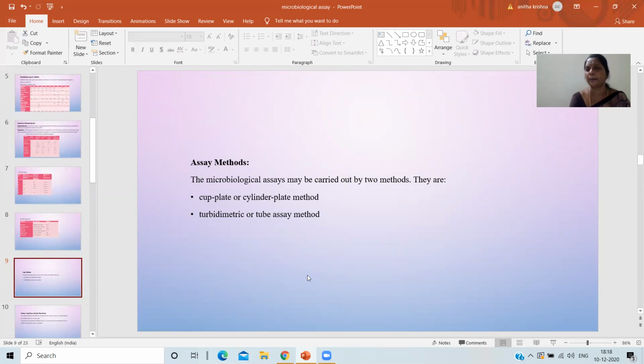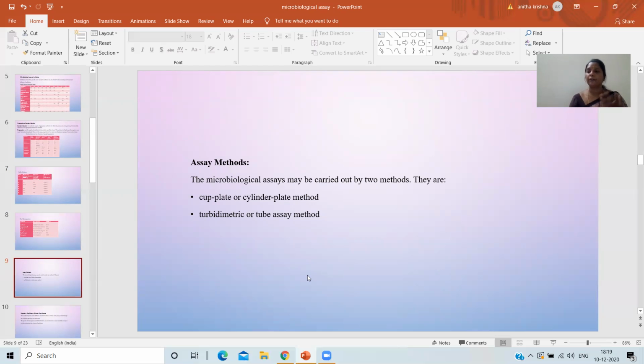Now, before learning about the methods of assay, we need to know how the inoculum organisms are prepared for running your microbiological assays. Generally, you have to maintain the test organism in a slant of media A. And this slant is maintained, and generally the organism is transferred to a fresh slant every week.